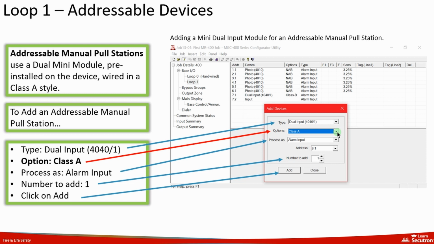An addressable manual pull station uses the dual input mini module type, factory installed and wired as Class A. The following settings are used in the configuration. The device type is set as dual input 4040-4041. The wiring option selected is Class A. The device is set to be processed as alarm input. The number to be added is specified as 1. After these selections, click Add to include the manual pull station in the system configuration.